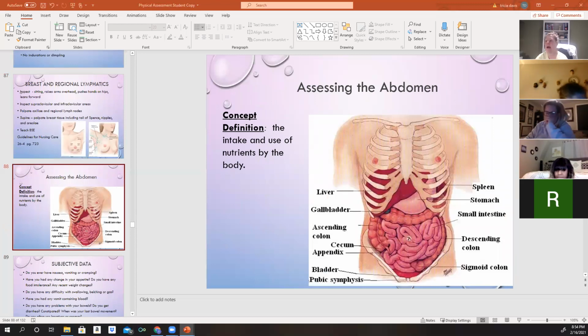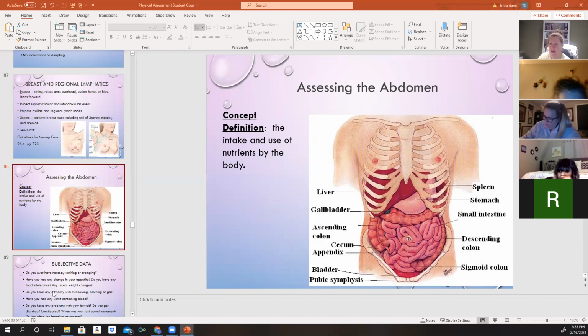So assessing the abdomen. The abdomen is the intake and use of nutrients by the body. So there's all your little body parts, your spleen, your stomach. See how the rib cage protects all that important area. You have your ascending colon, your appendix is in there, that little tiny thing right there. Something so little can cause so much trouble. You have your bladder at the bottom, you have your descending colon, your sigmoid colon, all that good stuff.